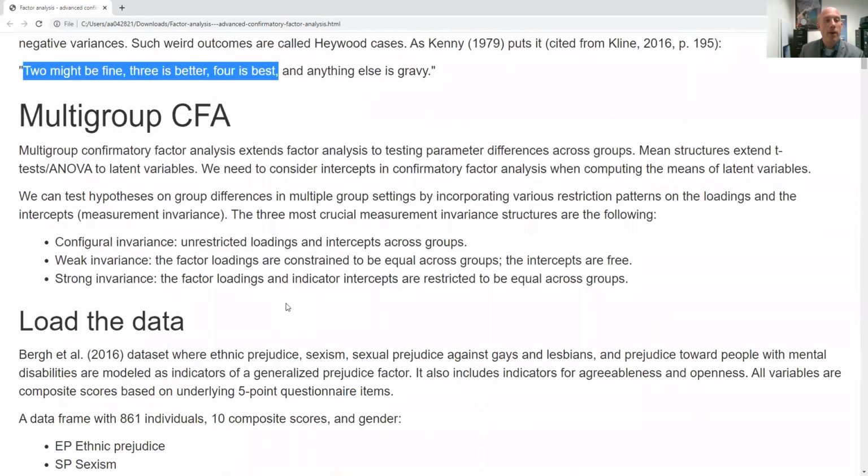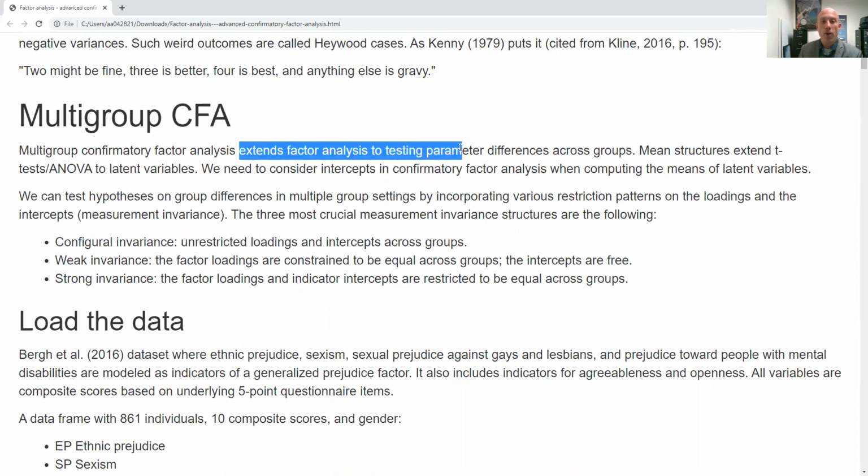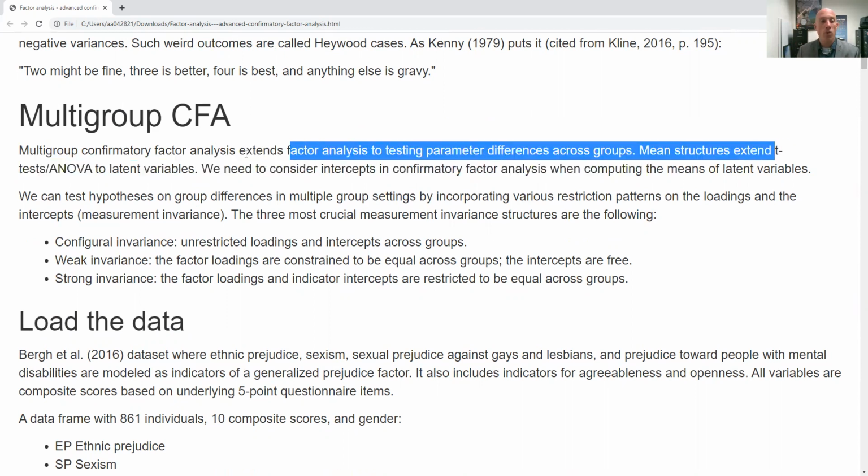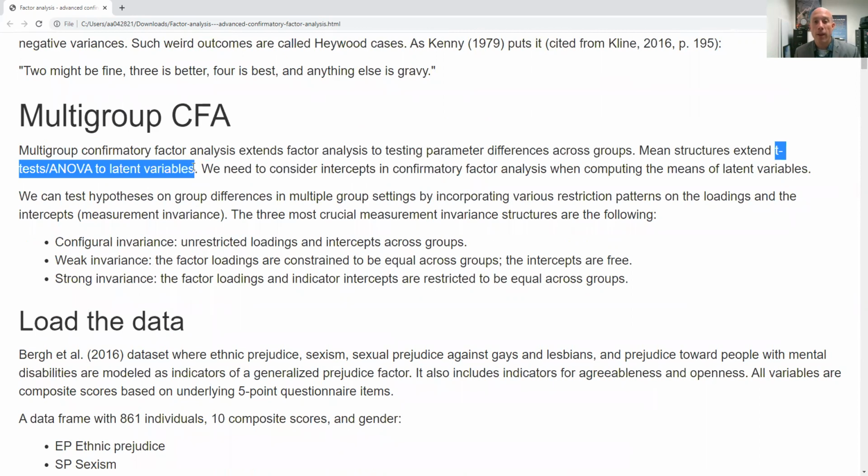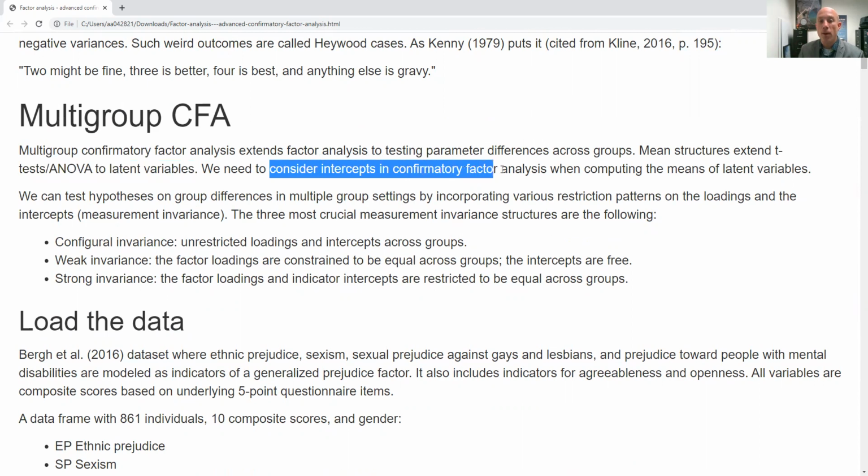All right, so now let's take a look at multi-group confirmatory factor analysis. What we want to do is extend factor analysis to testing parameter differences across groups. So I want to test parameters across different groups, similar to how we do this with a t-test or an ANOVA test, but now it's on latent variables. Now when we do this, we want to consider including an intercept in my model when we're computing the means of latent variables.